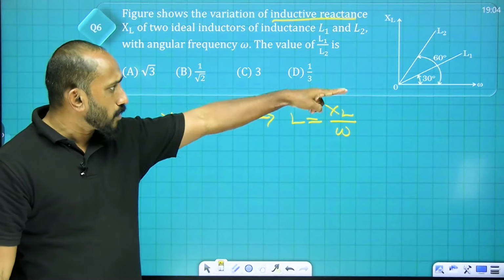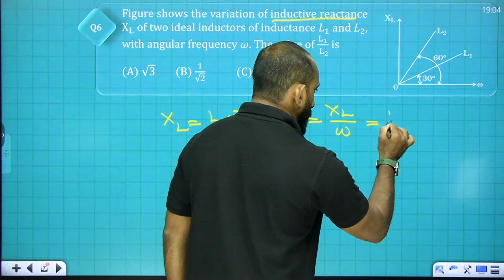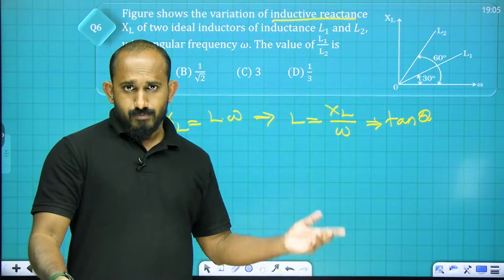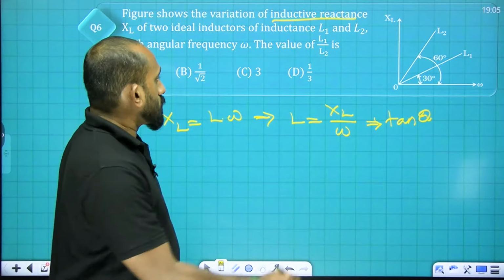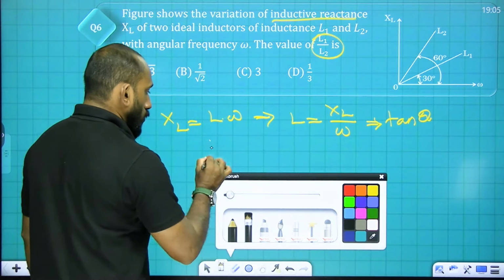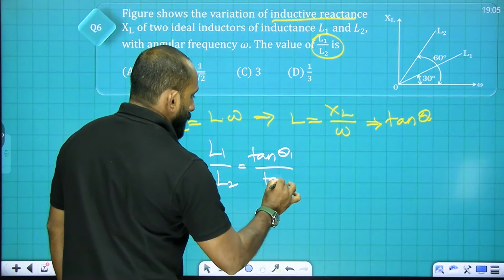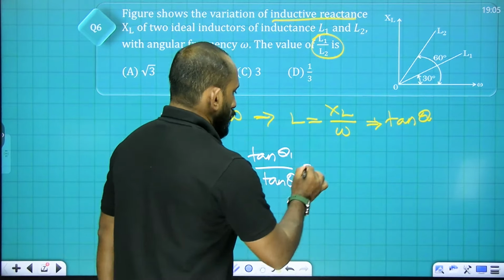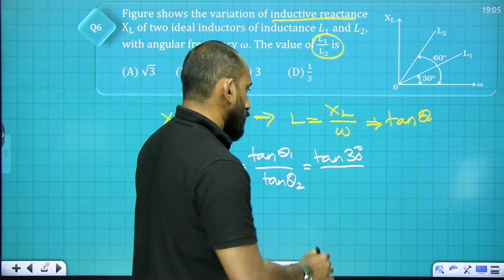XL by omega. From this graph of XL and omega, that is nothing but the gradient, which will be tan theta. So L will be tan theta here. Simple idea. The gradient of the XL omega graph gives you tan theta. So the question is, the value of L1 by L2 is how much? L1 by L2 is tan theta 1 by tan theta 2, that is tan 30 degree for L1 by tan 60 degree for L2.